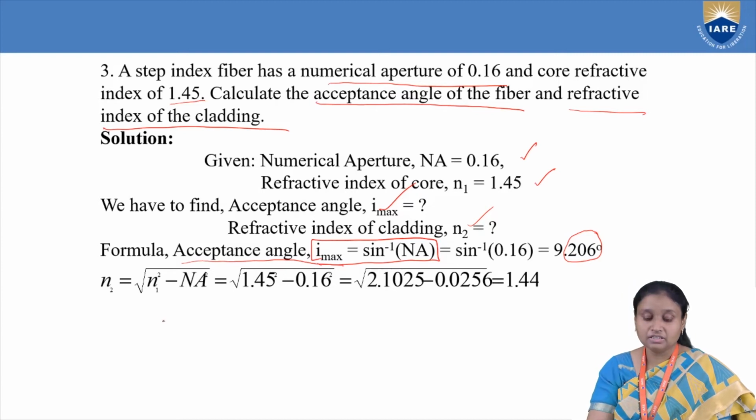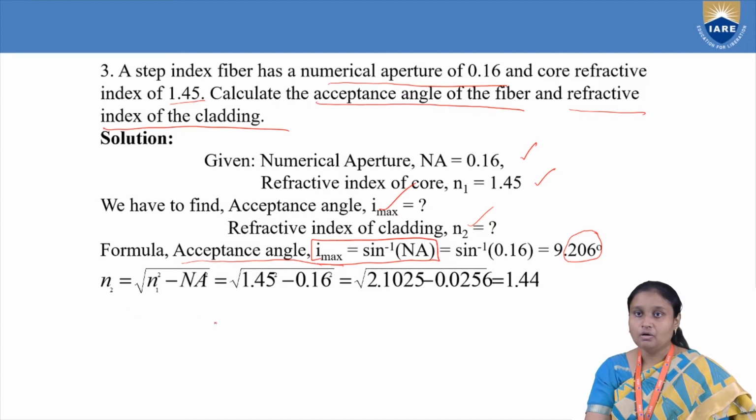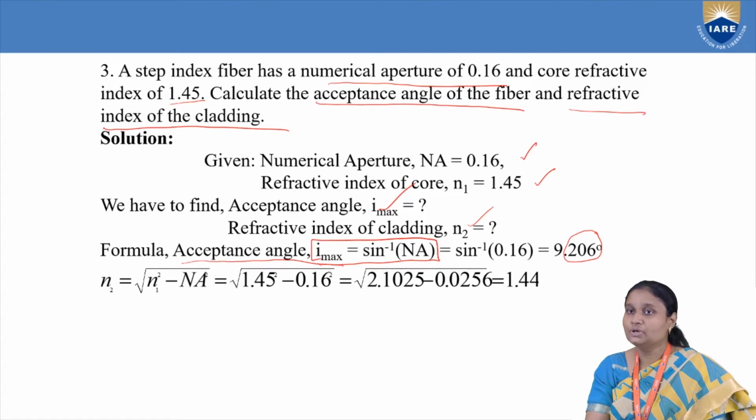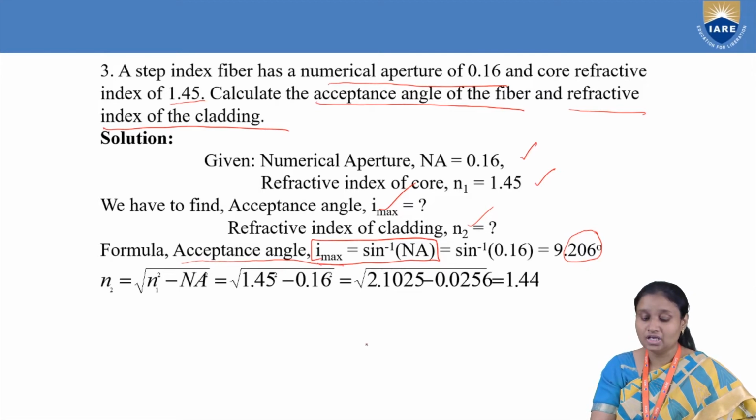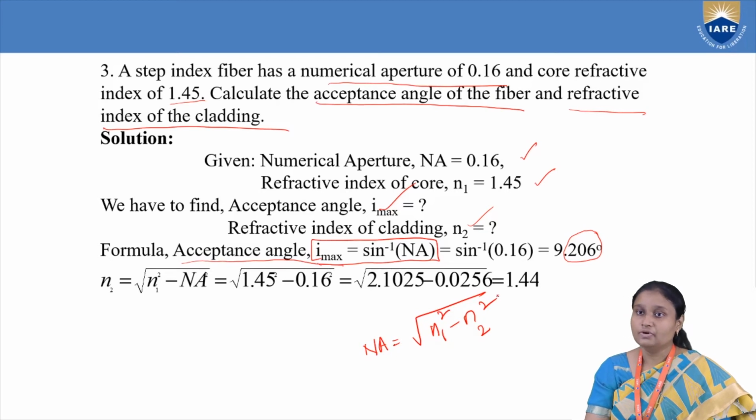What is the refractive index of cladding? n2. Now, what is the simplified method of finding n2 here? Because delta is not given. Suppose if delta is given, then because we already have n1, we can use the formula delta is equal to n1 minus n2 by n1. Because delta is not given, what is the appropriate formula which can be used? Our formula is numerical aperture is equal to square root of n1 square minus n2 square. So we are making use of this formula.